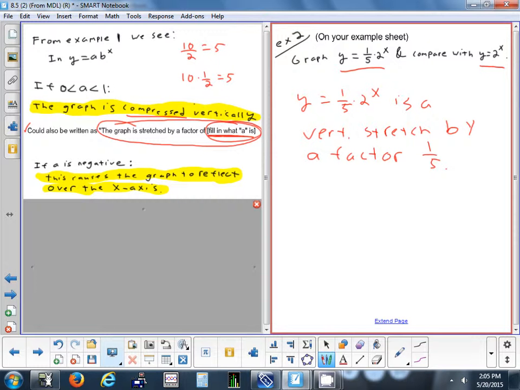It's a number less than 1. What did we just say? Oh, compressed. Right. Okay, I'm having you write it this way so you can write it exactly the way you did yesterday. I think if I have you start writing it using the word compress, people are going to get confused. So write it just like you did yesterday. It's a vertical stretch by a factor of 1/5. This example is on the sheet I just passed out today. It's example 2.